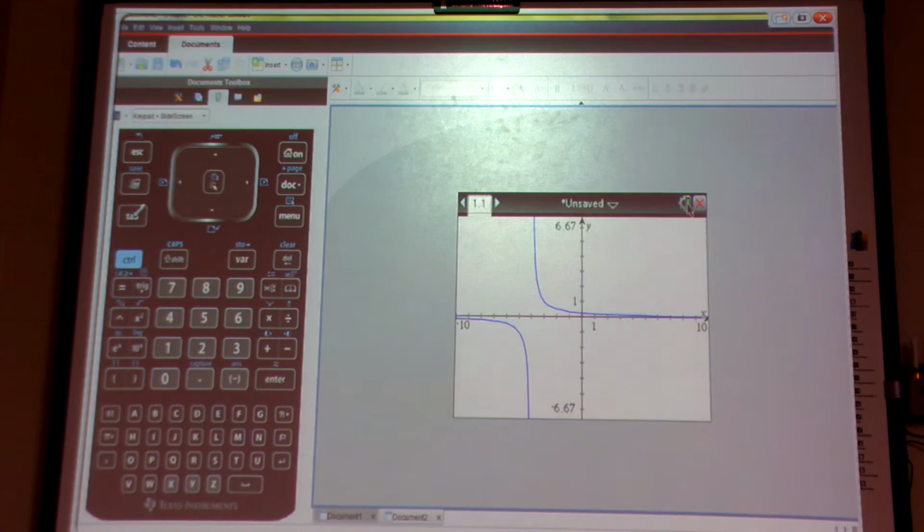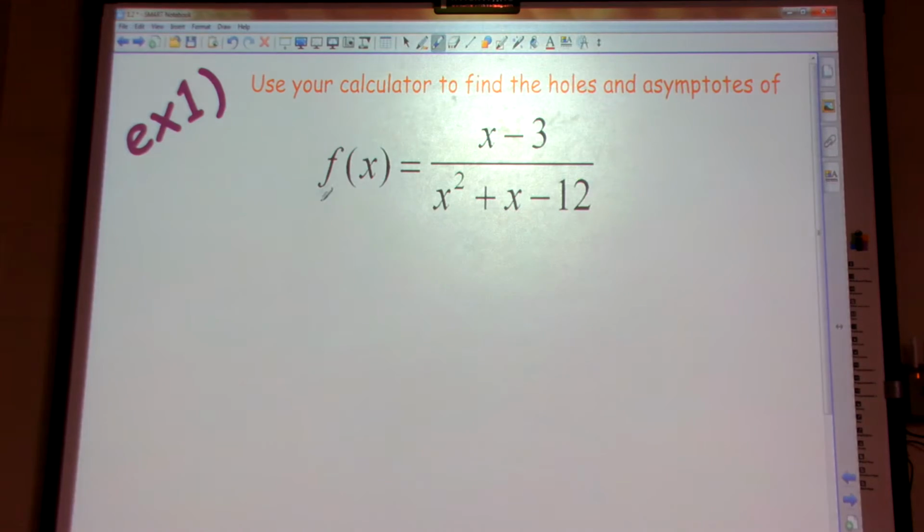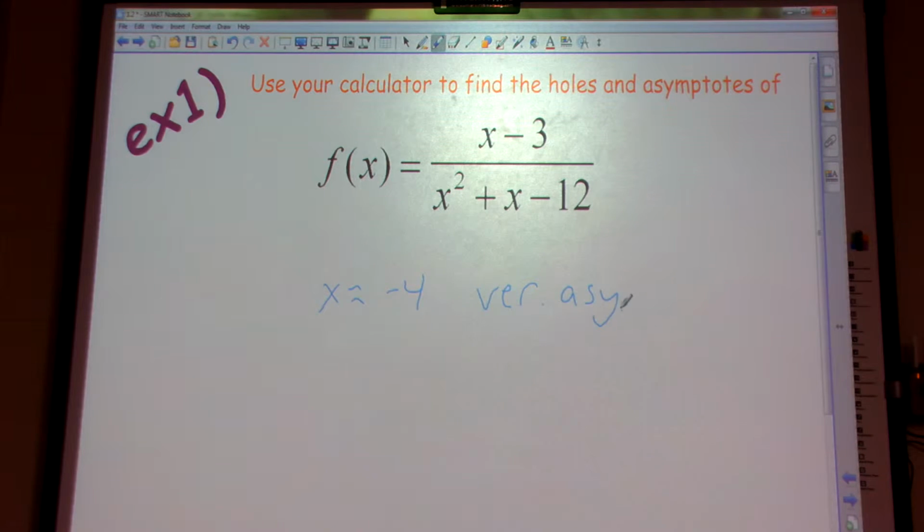And I already have my graph, but of course, make sure you're in function mode. And you just simply graph the function. Okay. I'm in my standard viewing window. So it looks like there's an asymptote right here. That looks to be about -4. I'm going to write that down. At x equals approximately -4 is a vertical asymptote. And I must identify what it is.